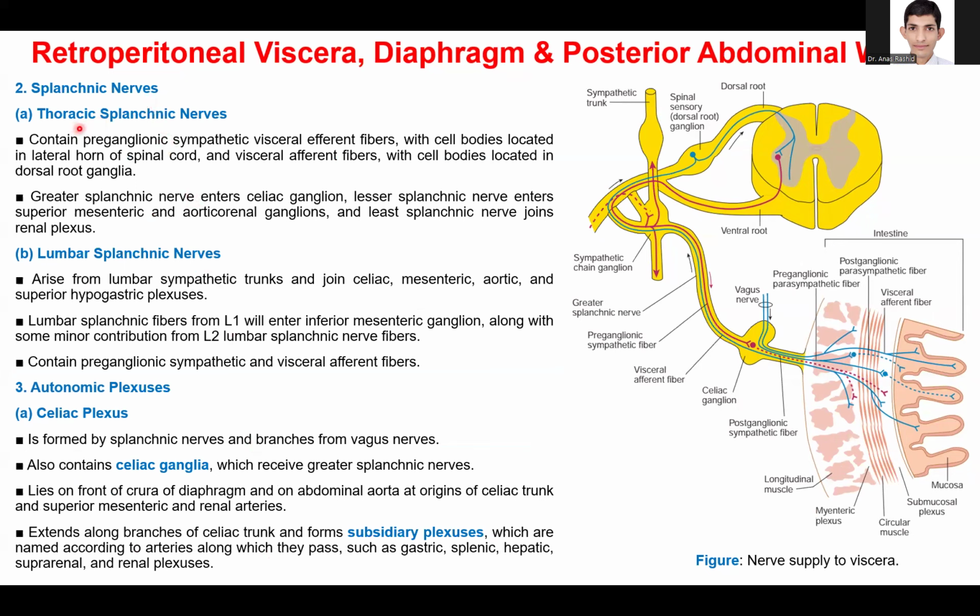Splanchnic nerves: thoracic splanchnic nerves. Then we have lumbar splanchnic nerves. Then we have the autonomic plexus, including the celiac plexus, which contains celiac ganglia formed by splanchnic nerves and branches from the vagus nerve, which receive the greater splanchnic nerves.